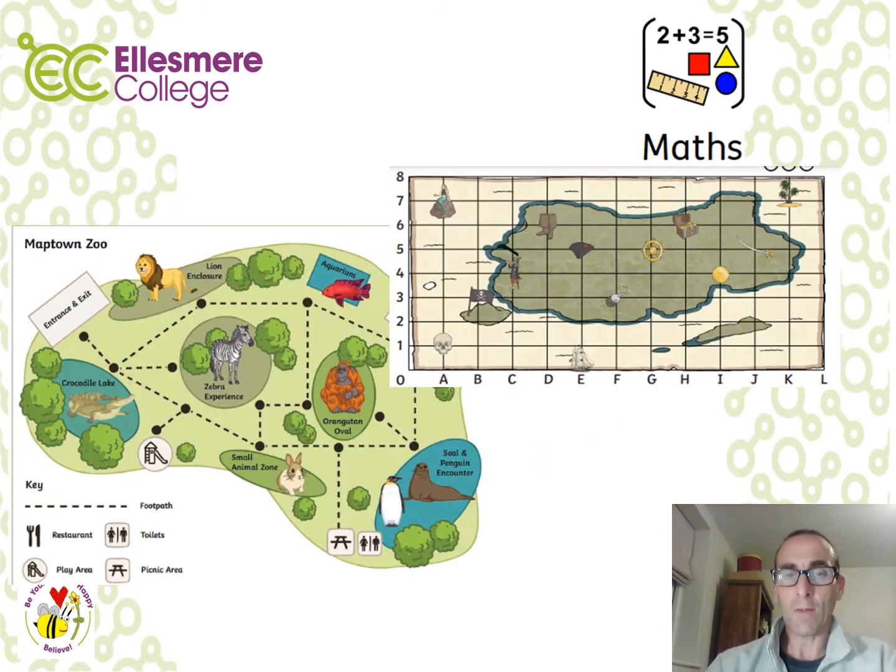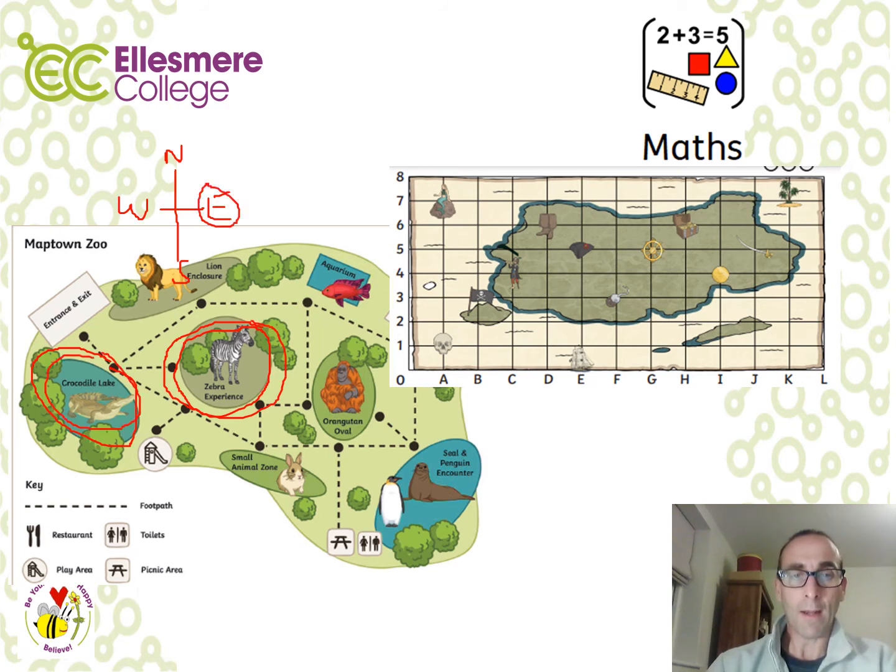In the next 2 maths lessons, we'll be looking at directions and coordinates. We'll first of all think about how we describe things. So we might have here that the zebra experience is to the right of the crocodile lake, and we'll then be progressing that onto a compass point. So then if we have north, south, west and east, we can say that the zebra experience is actually east of the crocodile lake. We'll then be looking at how we use coordinates.